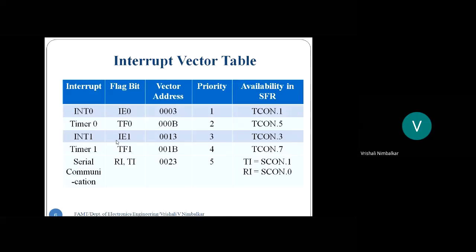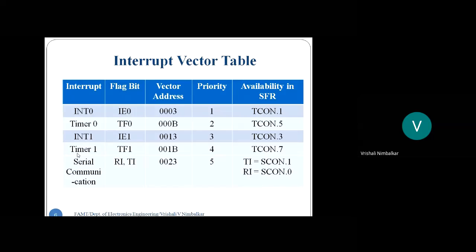And what is the default priority on these interrupts? INT0 has the highest priority, that is 1. The next priority is timer 0, then is INT1, then is timer 1, and serial communication RI/TI has the last priority. So if all the interrupts arrive at the same time, then who will be serviced? It is INT0.